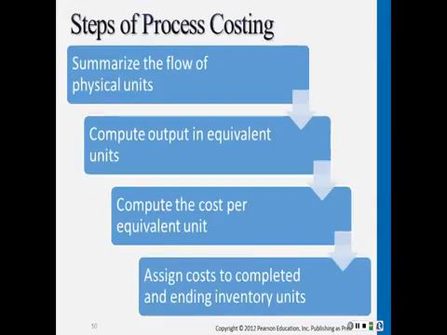There are 4 steps in process costing. Number 1, summarize the flow of physical units. Number 2, compute the output of equivalent units. Number 3, compute the cost per equivalent unit. And number 4, assign cost to units completed and units in ending inventory.